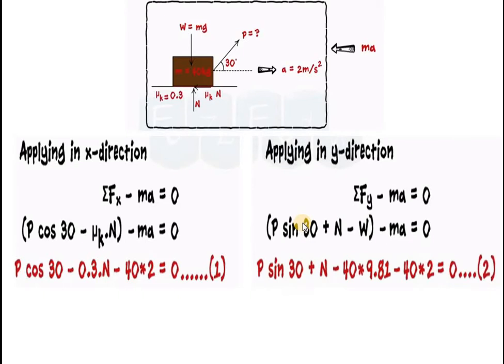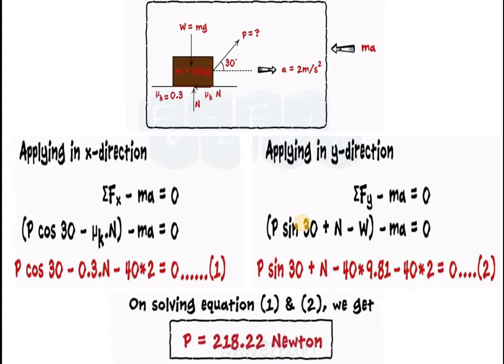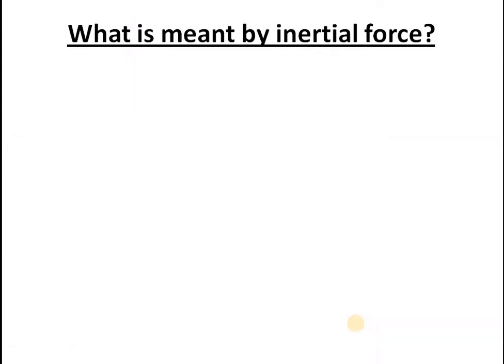Similarly, you can write the D'Alembert's equation for the vertical component. And on solving these two equations, you have two unknowns and two equations. Solving, we will get the value of this applied force, which is equal to 218 Newton. Okay, it's a simple problem to elaborate the idea of the D'Alembert's principle.